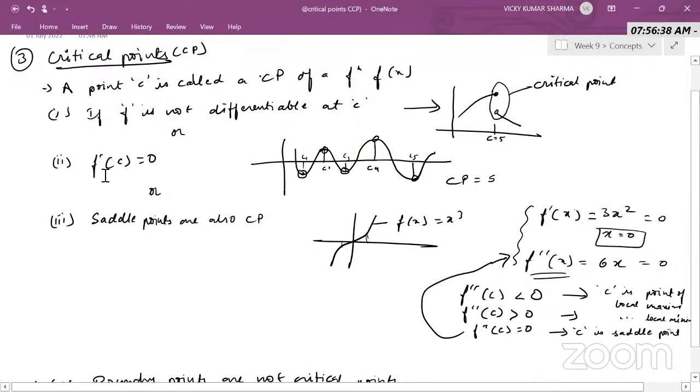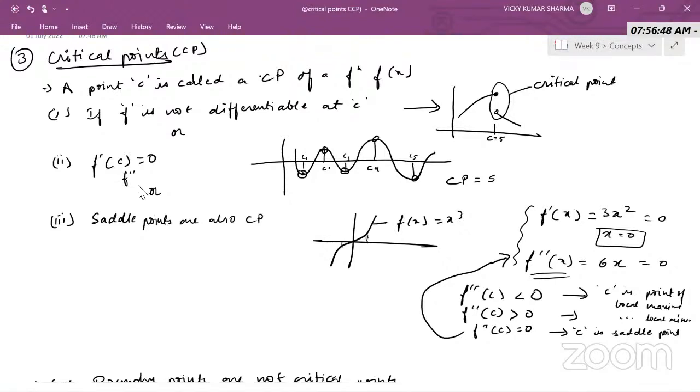Secondly, the first derivative test at C: you equate f dash of C to 0. Then you take the second derivative test just to check whether that is a point of maxima or a minima, right? From here, this C is again a critical point. So wherever there is a turning point, that is going to be a critical point, right?